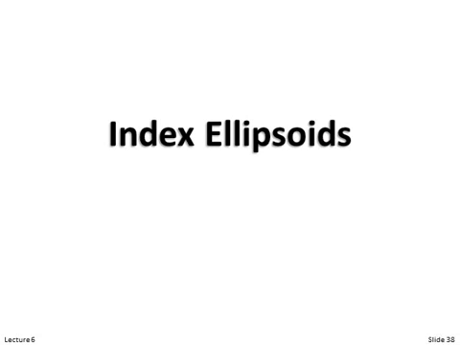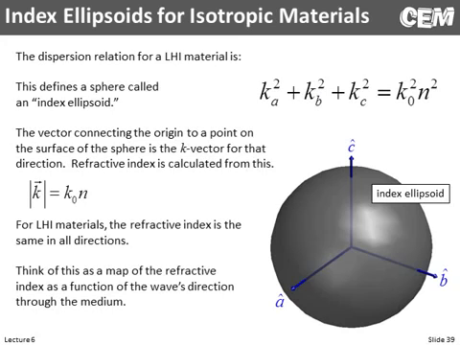This brings us into the topic of index ellipsoids. So remember what these are. We talked a little bit about them the other day. These are surfaces that essentially characterize the refractive index of a lattice in any direction the wave is going.